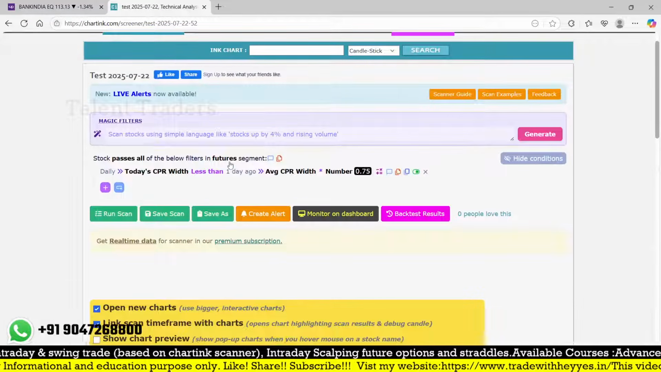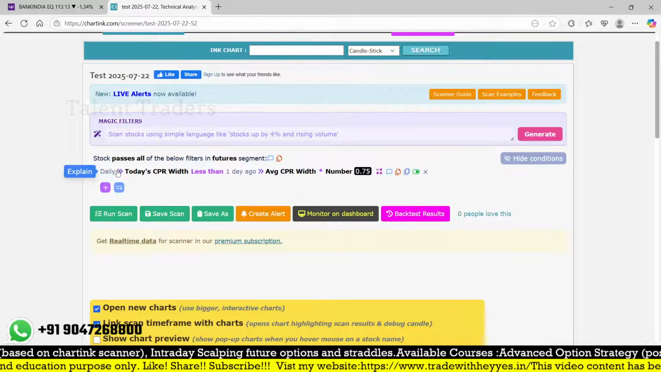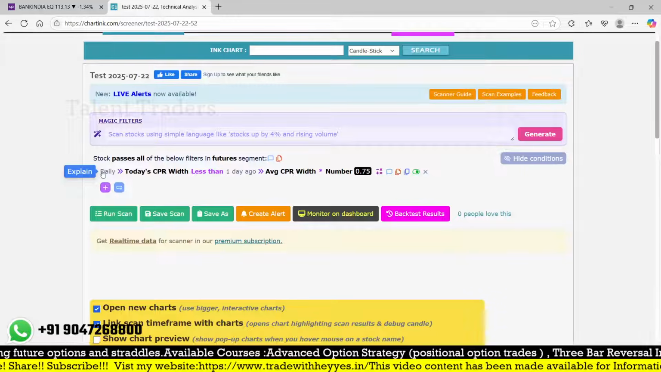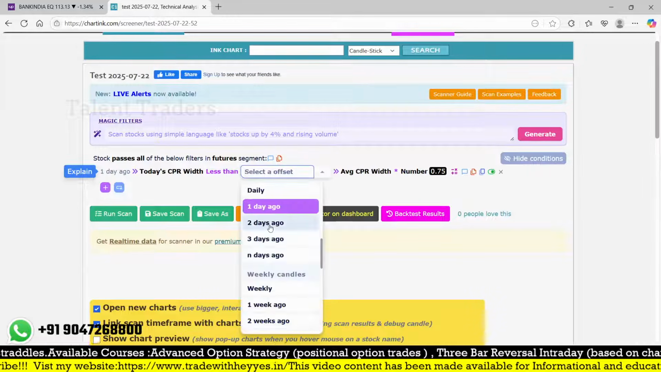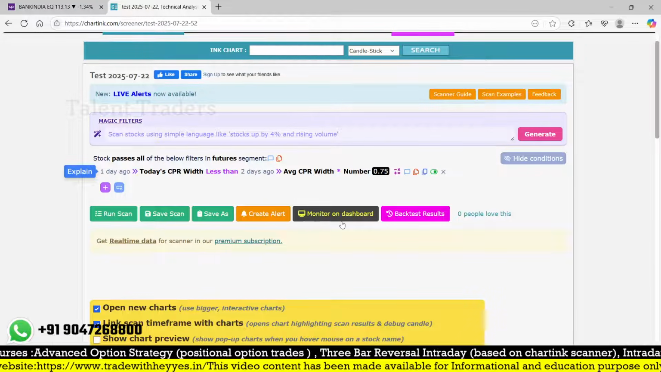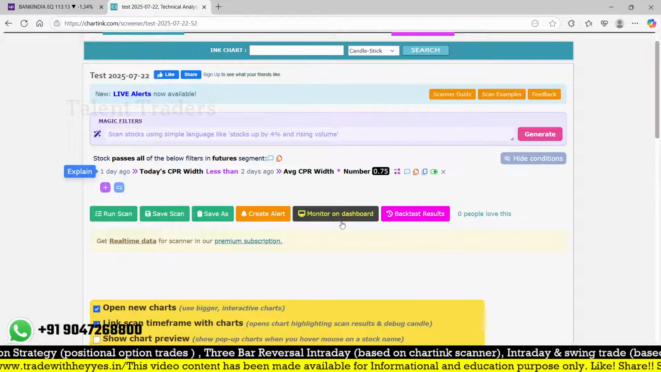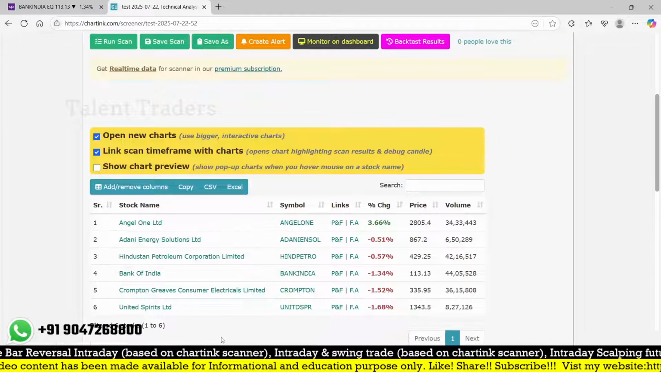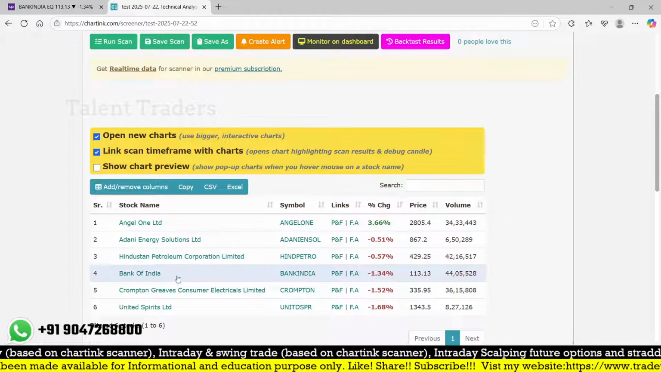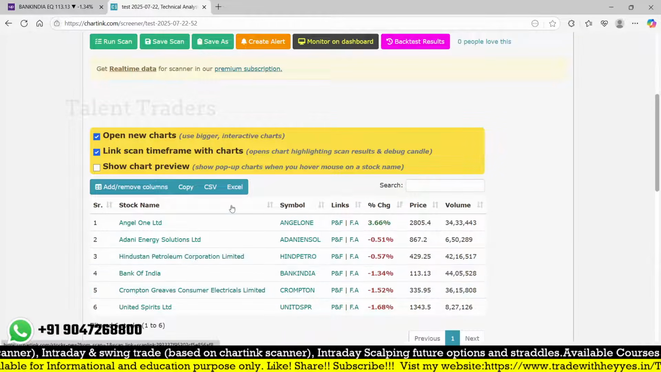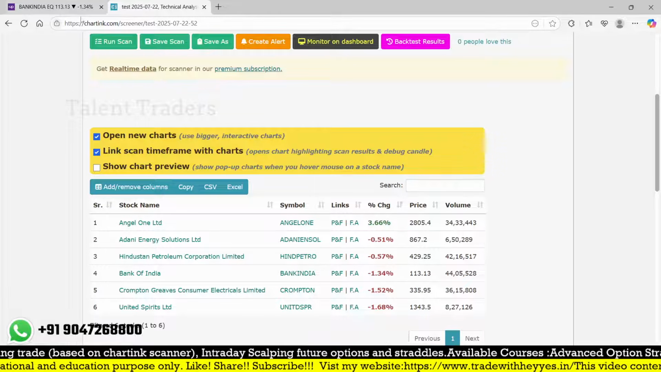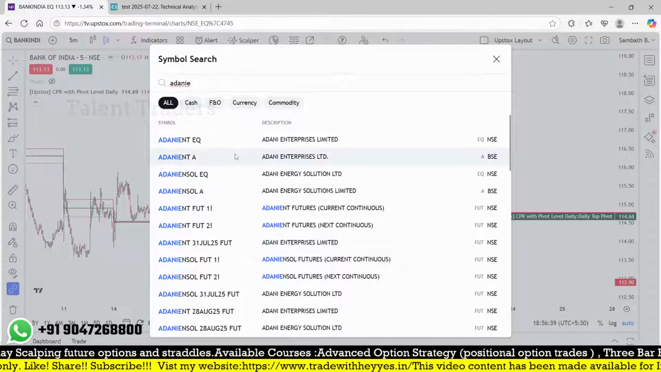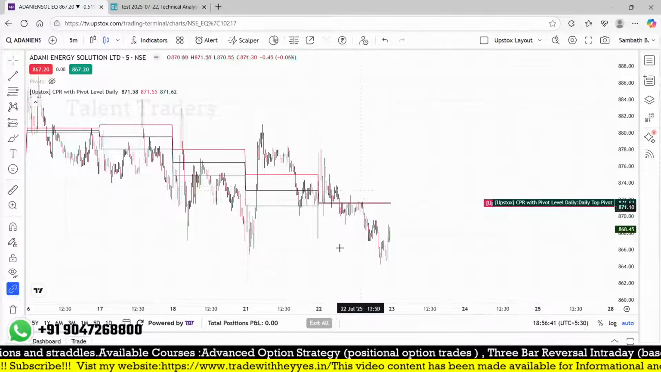Let me go for this particular daily, with 1 day ago, which will plot the stocks for tomorrow. If I want to show you 1 day ago, here you have to change to 2 days ago because these are all our values. Okay, I will run it, and it will show you today's stocks. Angel One, Adani, Bank of India. These are the stocks forming such a pattern. Let me go for this one, which is also very tight in range.